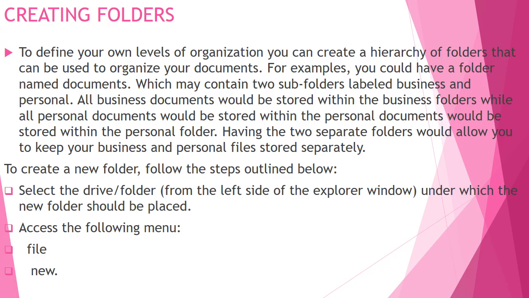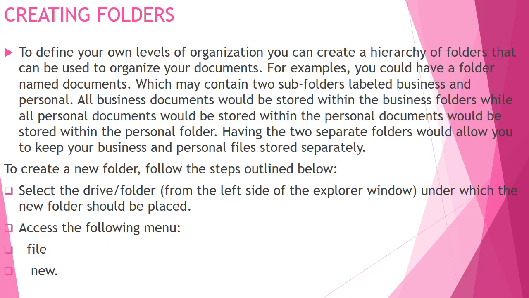For instance, you'll be able to have one folder, then you double click on that folder so that you'll be able to also have multiple folders in that particular one folder. Whenever you click on that particular folder, it will now provide other folders for you. So for example, you could have a folder named documents, which may contain two subfolders labeled business and personal.